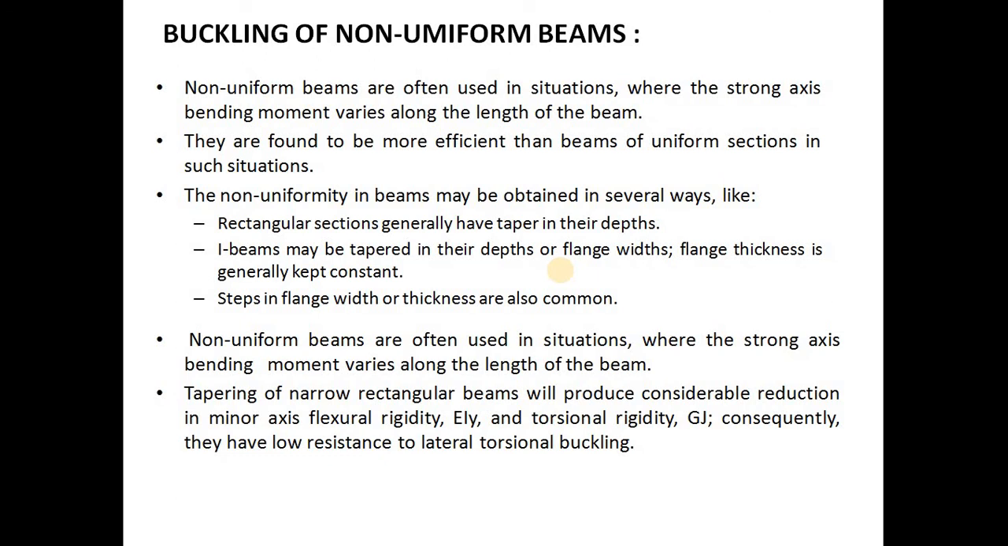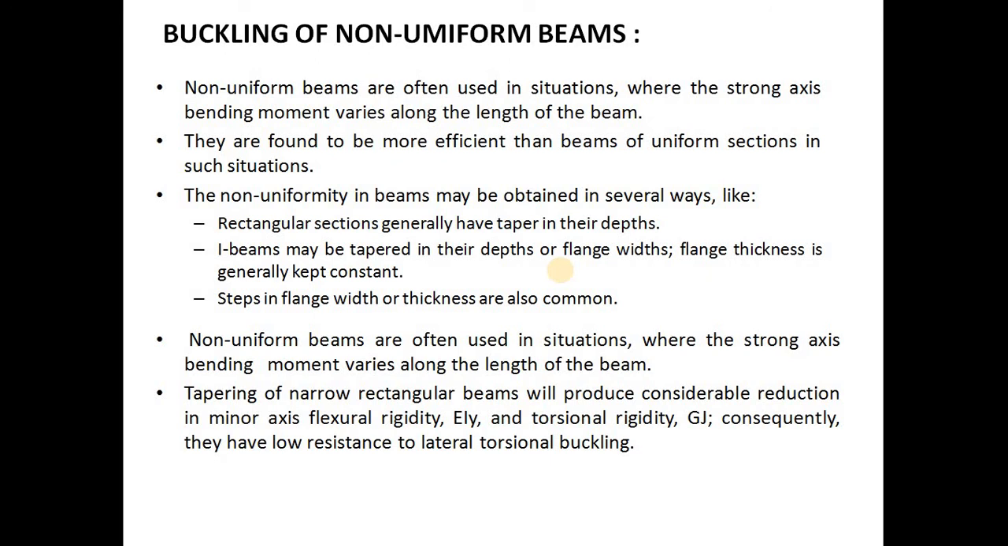Now, the buckling of non-uniform beams. Non-uniform beams are often used in situations where the strong axis bending moment varies along the length of the beam. They are found to be more efficient than beams of uniform sections in such situations. The non-uniformity of beams may be obtained in several ways, like rectangular sections generally tapered in their depths, as in the case of pre-engineered buildings.